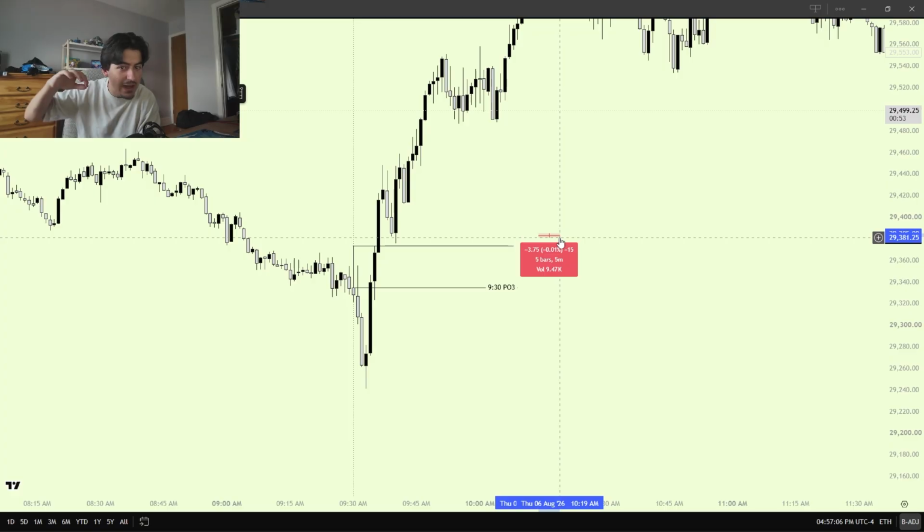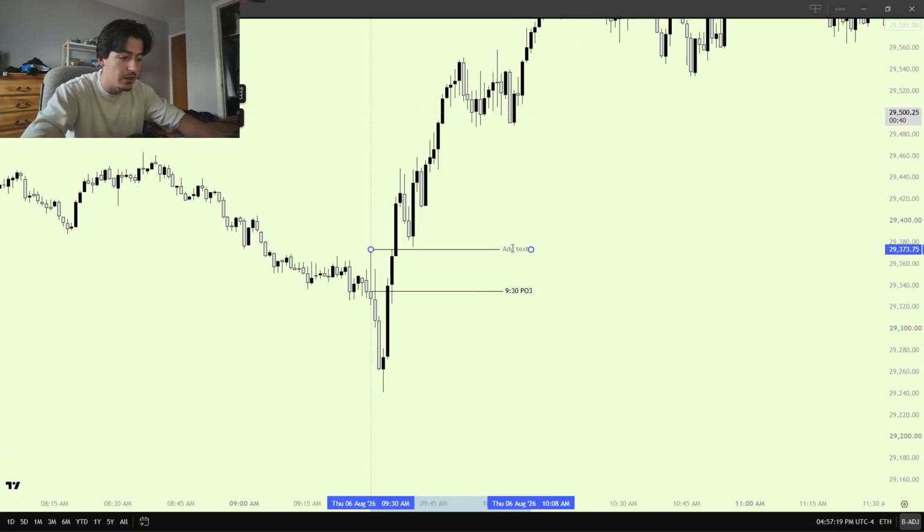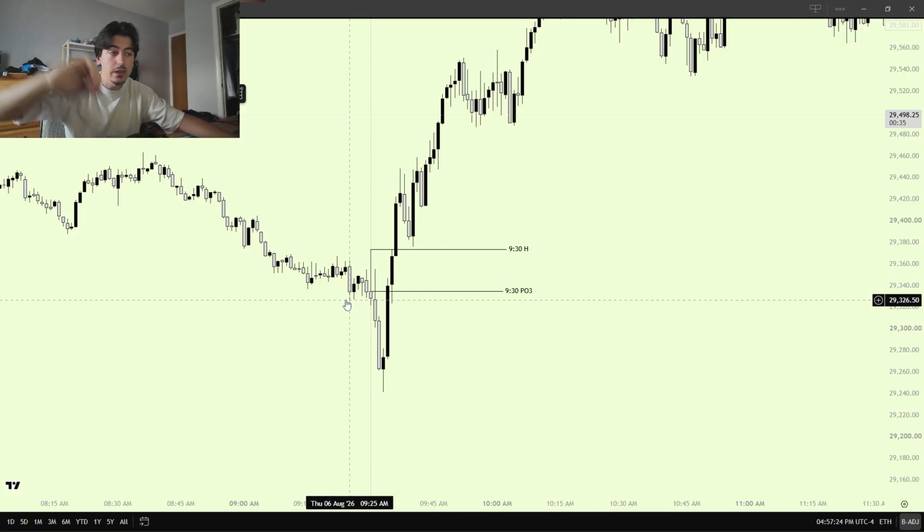There are like 4, 5, 6,000 contracts getting traded at that point of the day. So the highs and the lows act as if they become swing highs or swing lows, they act as magnets. So it's good for us to see that the 9:30 high is going to be above us.